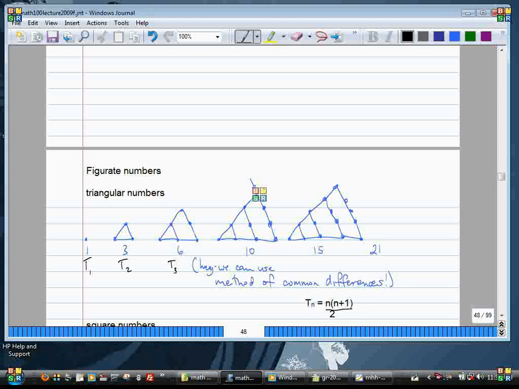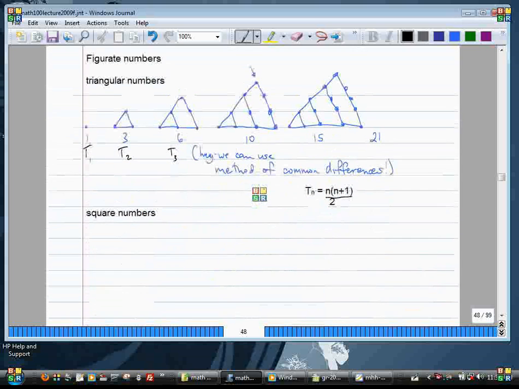Pretty patterns are everywhere. That's one of the morals that I hope you take away from this section of the course. Okay. That's triangles. Next, square numbers.